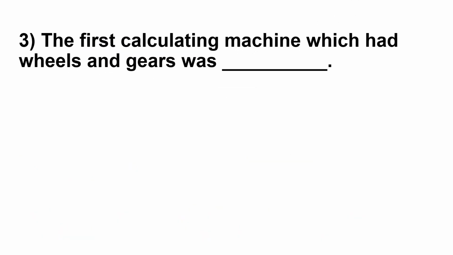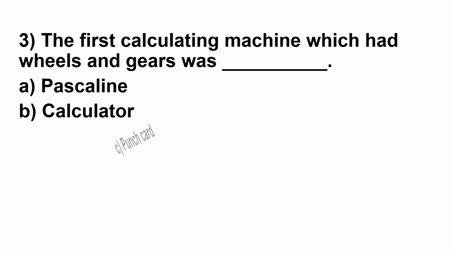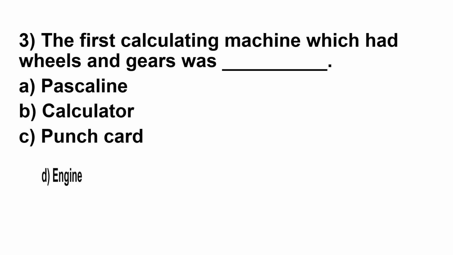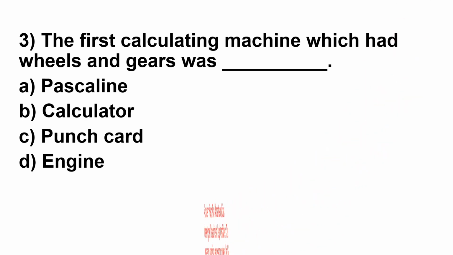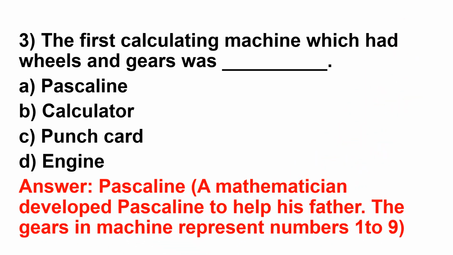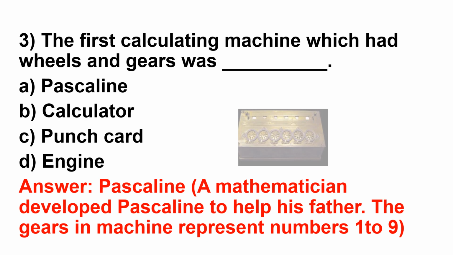Next one. The first calculating machine which had wheels and gates was. Options: Pascaline, calculator, punch card, engine. The right option is Pascaline. A mathematician developed the Pascaline to help his father. The gates in the machine represent numbers 1 to 9. Let us see how it looks.